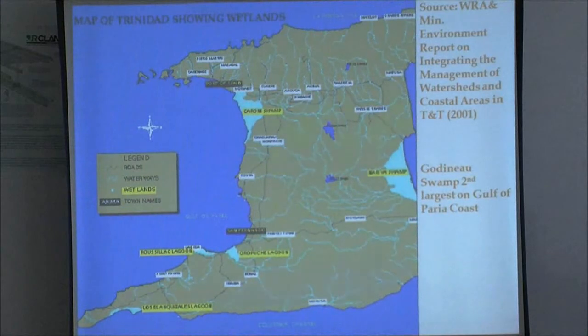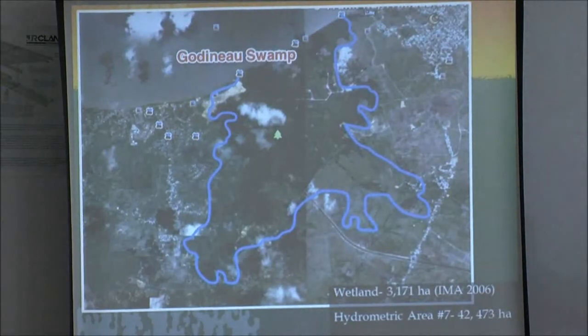The Baboolal swamp is located on the southwestern peninsula of Trinidad on the Gulf Coast. It's the second largest wetland on the Gulf Coast, second only to the Caroni Swamp. This is a rough delimitation on a Google map of where the Baboolal swamp is located. Back in 2003, about a decade ago, the Institute of Marine Affairs did a research project to look at the ecology of the wetland, and they have very specific criteria they use to delimit the wetland, where the marsh areas are, where the mangrove areas are, how that was different from the built environment.